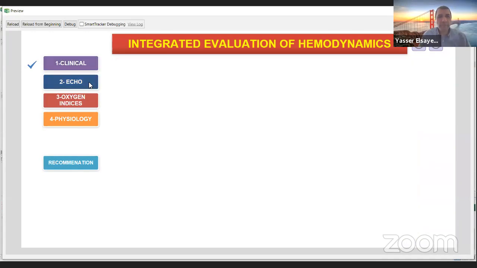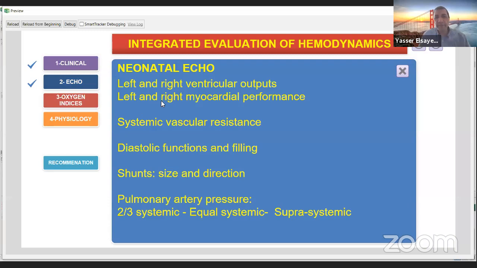With echocardiography, what we need to know from echo, we need to know if there is any left-right shunt. We need to know the left and right cardiac output, and left and right myocardial performance. Is the left ventricle contracting well, is the right ventricle contracting well or not? Systemic vascular resistance, you need to calculate that, and the calculation is easy. We just need the mean blood pressure divided by the left ventricular output.